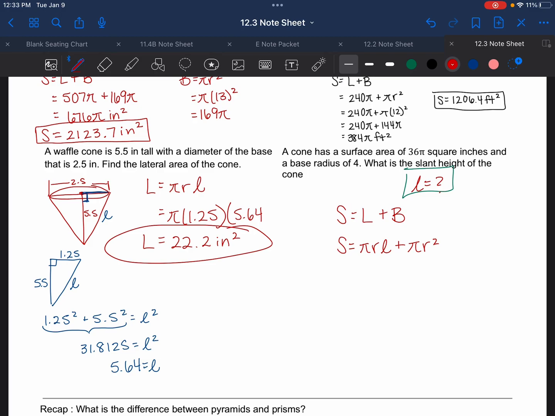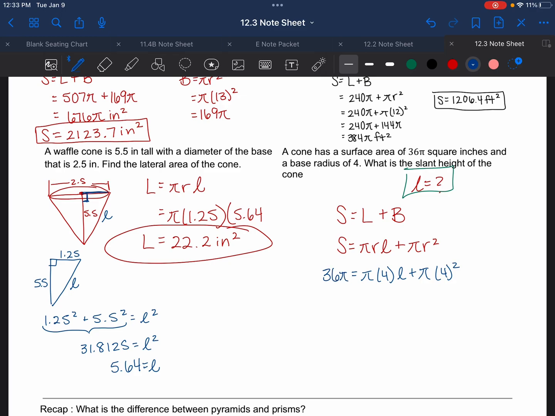All right, let's plug in what we know. We know that the base radius is 4. So all of our r's are 4. So pi times 4 times L plus pi times 4 squared. Okay, you got a lot of options now to solve for L. We know the surface area. It's 36 pi. So let's write that.